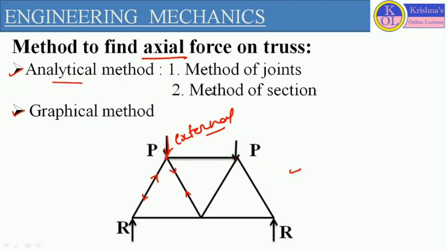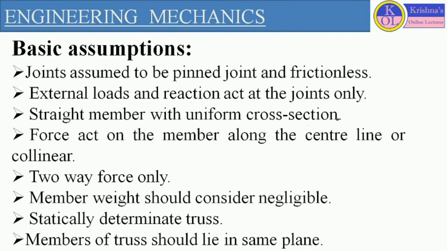Analytical method is divided into two parts. The first method related to the analytical process is method of joint, and the second one is method of section. These two methods I'm going to discuss here one by one. But before going to discuss analytical method, you should know some assumptions related to trusses and frames. The first assumption is related to joints. Each joint we have to assume should be a pin joint and the joint should be frictionless. This point we have to consider.